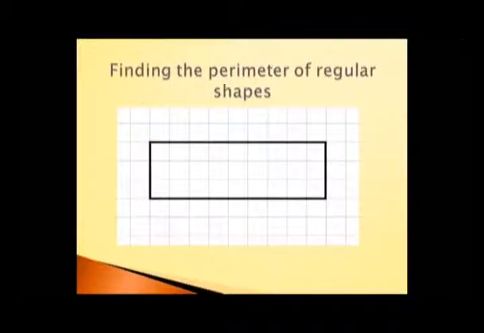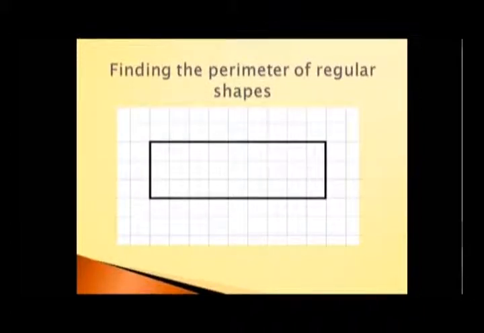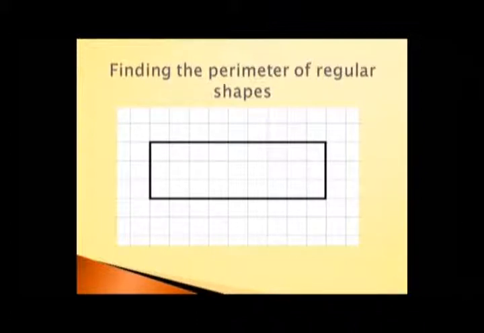Let's take a look at another one using our grid paper. Here is another rectangle. Can you estimate the perimeter of this rectangle? Look at it closely. Let's now check to see if what you have estimated is correct. The length of one long side is 9 centimeters. One short side is 3 centimeters.